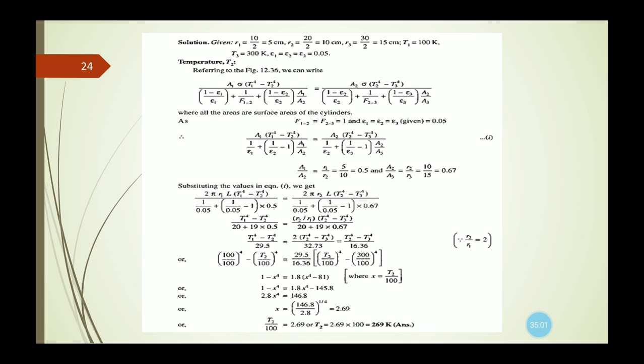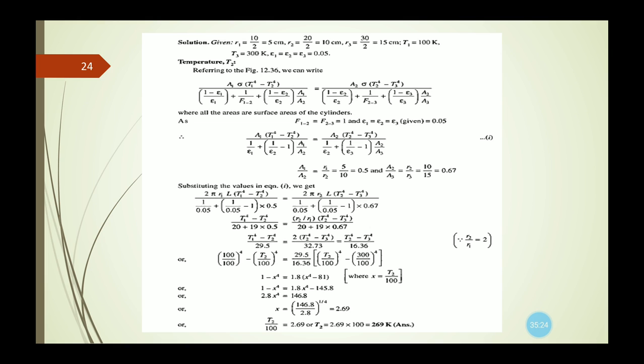And the value of the epsilon, that is emissivity, for the three different cases is given. It is 0.05, and we need to find the value of T2 here. This is the steady state temperature for the second cylindrical surface.